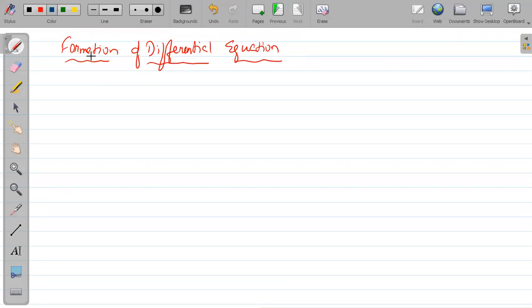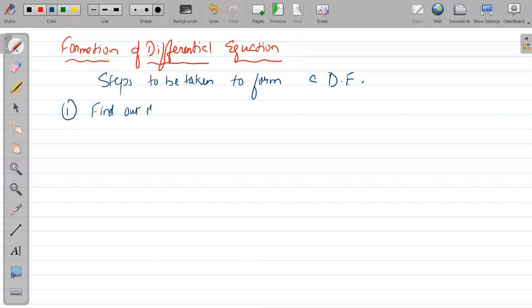So, steps to be taken to form a differential equation. Step number 1, the first step I am writing here: find out the number of independent variables.